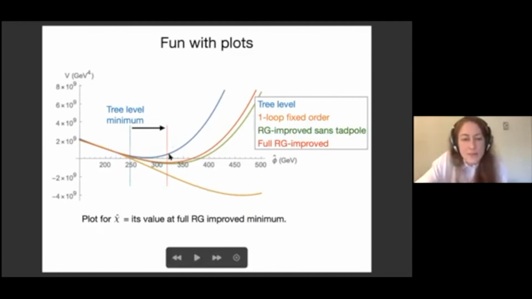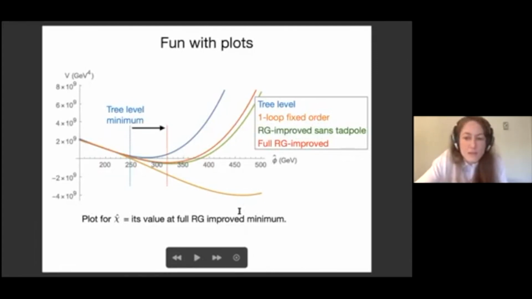And so we can compare the tree level, but here I'm showing where the real tree level minimum is, which remember we set at 247 GeV. So I can compare this first to the one loop fixed order answer. So at one loop fixed order, I would have found that the minimum shifts all the way out here by about a factor of 2. And of course, we didn't expect that one loop fixed order was reliable when I have a hierarchy like this.